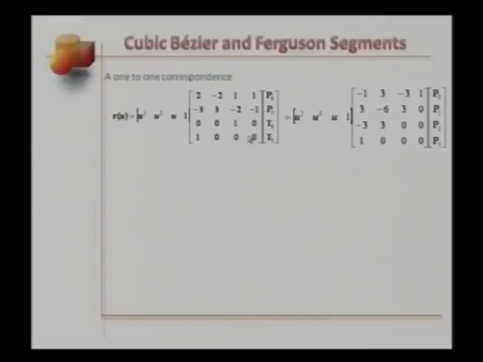If these segments are to be the same, we'll have to impose an equal to sign here, and this would be true for all values of the parameter u between 0 and 1. So what we do here is we absorb this geometric information into this and come up with a resultant 4 by 3 matrix here. So the first term is 2p0 minus 2p3 plus t0 plus t3. The second term is minus 3p0 plus 3p3 minus 2t0 minus t3. The third term is t0, that's the first slope, and the fourth term is p0, that is the first point.